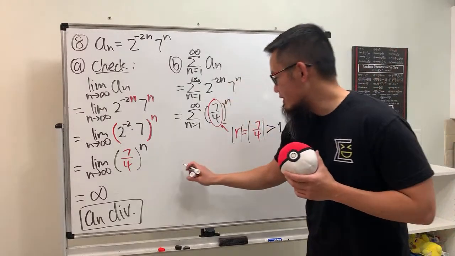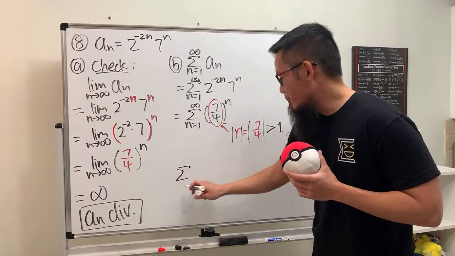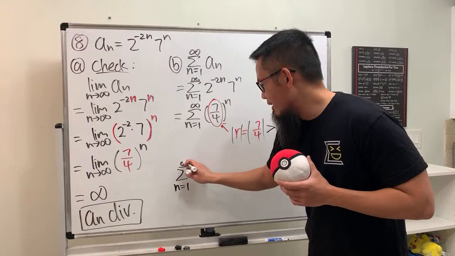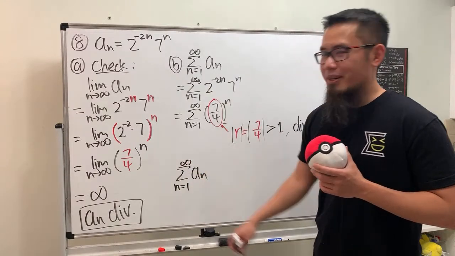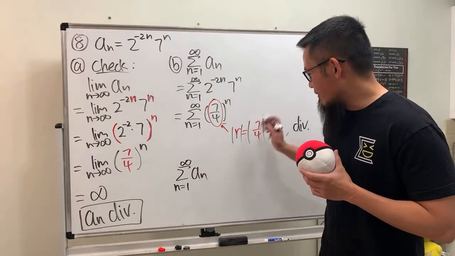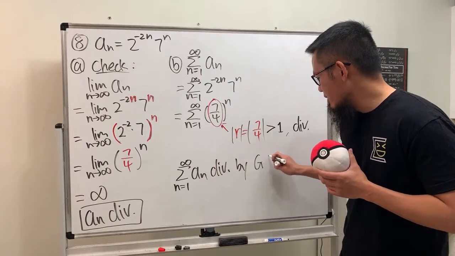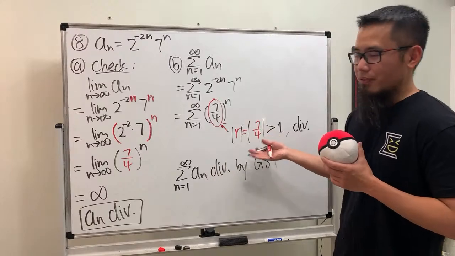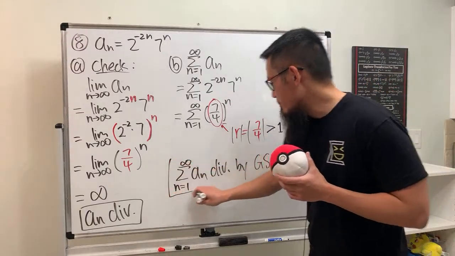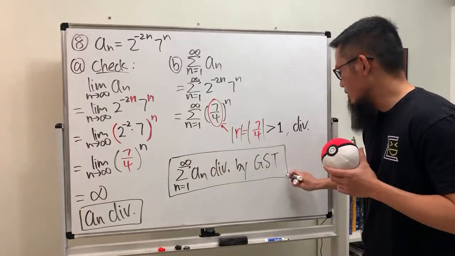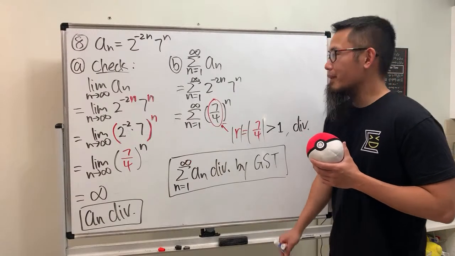Or you could also have said, actually, let me put down two of them. You can say this right here diverges by geometric series test because the absolute value of r, right, is bigger than 1. So you can put it down like this. So no problem at all.